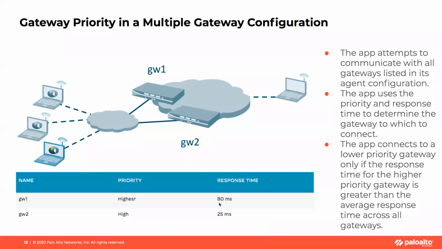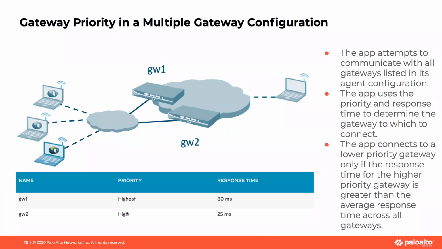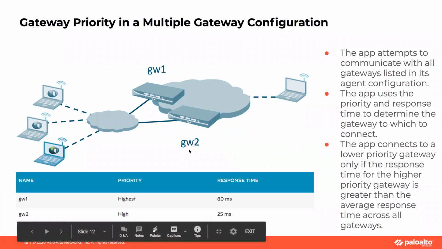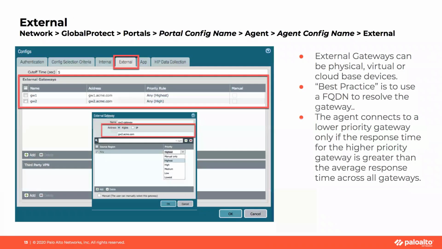And then what it does is it figures out, based on the average, if the highest one is above that average response time. If it is, then it'll start choosing gateways that have a high priority or a lower priority than the highest. So that's how we determine which kind of gateways we're going to send users to. Hopefully that makes sense. It's pretty straightforward.